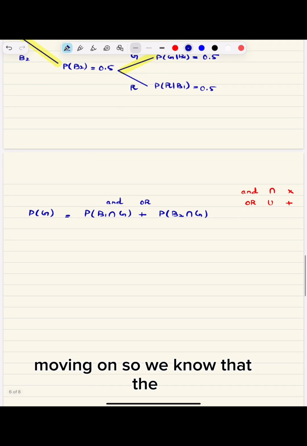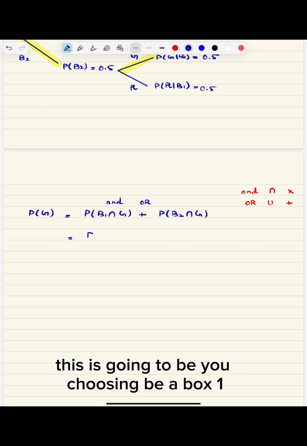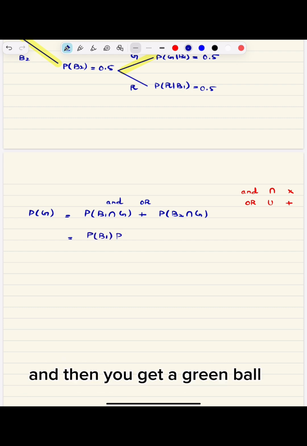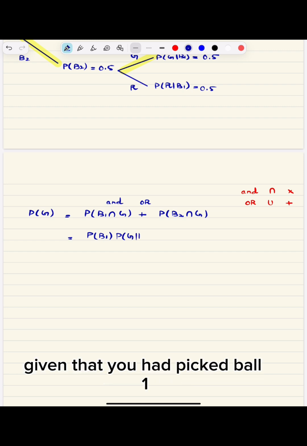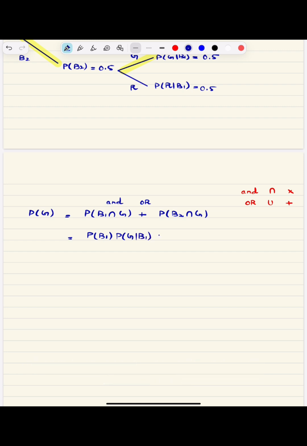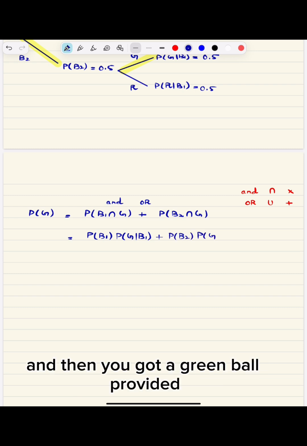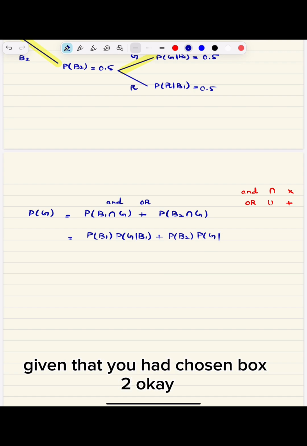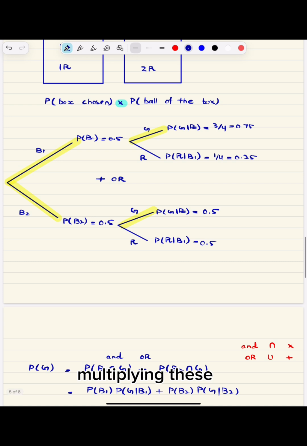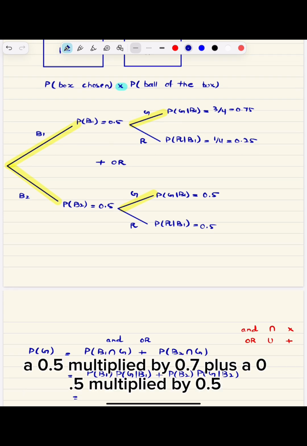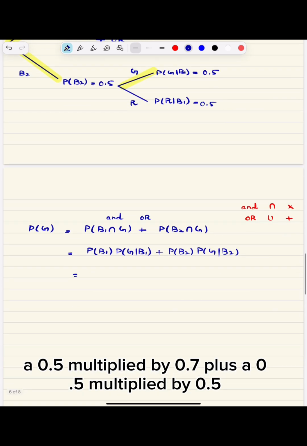Okay, moving on. So we know that this is going to be you choosing box 1 and then you get a green ball given that you had picked box 1. And the other possibility is that you chose box 2 and then you got a green ball given that you had chosen box 2. Okay, multiplying these, a 0.5 multiplied by 0.75 plus a 0.5 multiplied by 0.5.